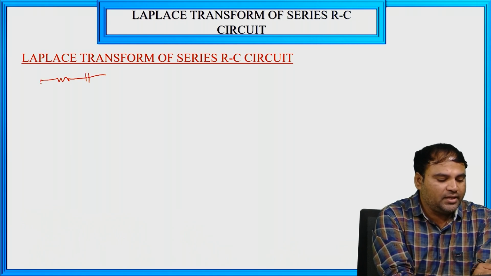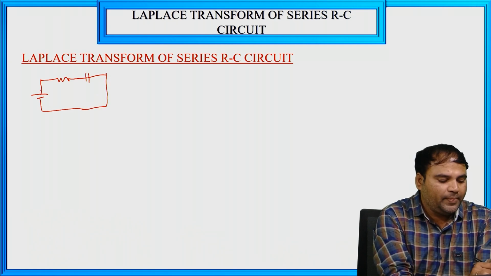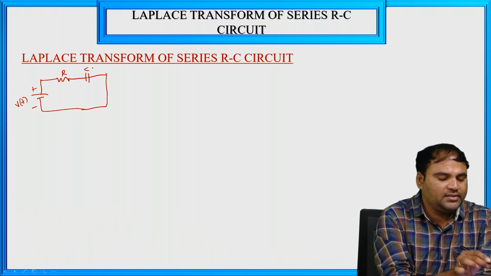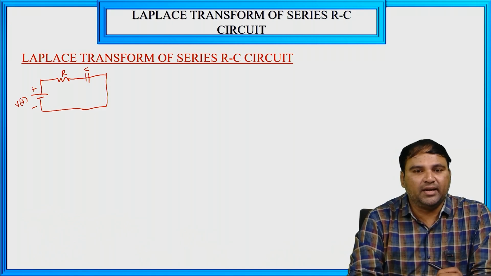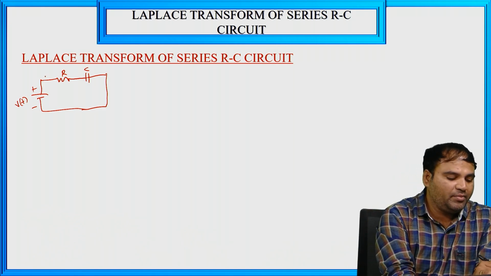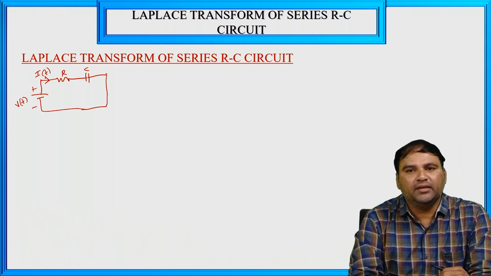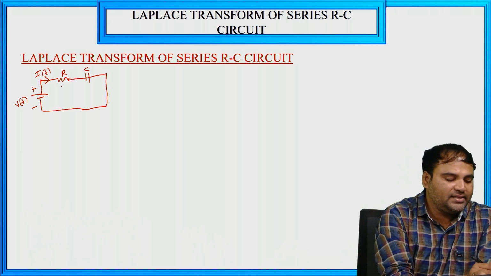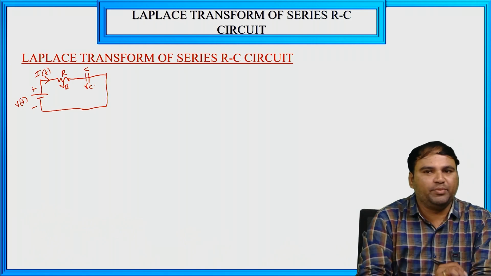This RC circuit is connected across a voltage source. The voltage is V of t, the resistor is R, and the capacitor is C. So it is a series circuit. In a series circuit, what is the constant term? Current is the constant. So here I am taking the current as I of t. But we have different voltage drops at the resistor and at the capacitor. At resistor R, the voltage drop is VR. At capacitor C, the voltage drop is VC.